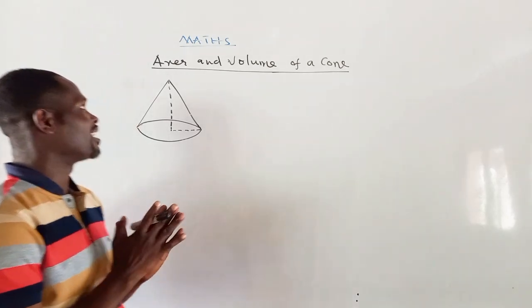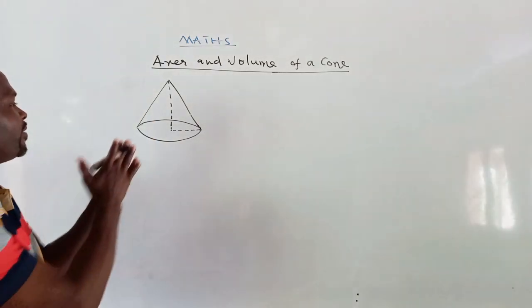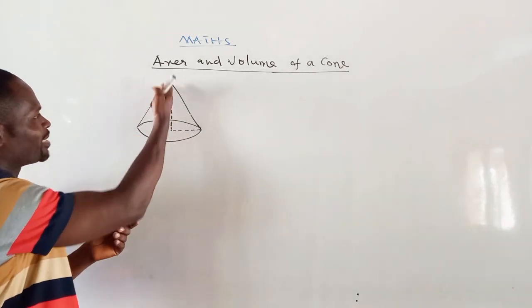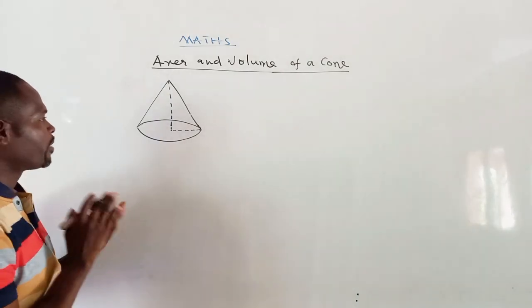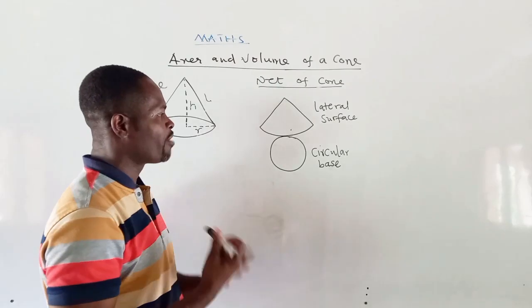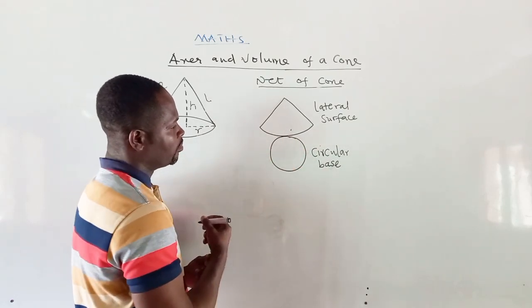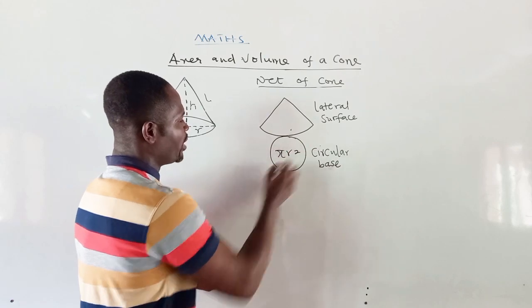Today we are looking at area and volume of a cone. As you can see, we have the cone here having a circular base and something like a triangle at the top. For us to find the area of the circular base, we know that the circular base is formed of a circle. So the area of the circle is pi radius squared.